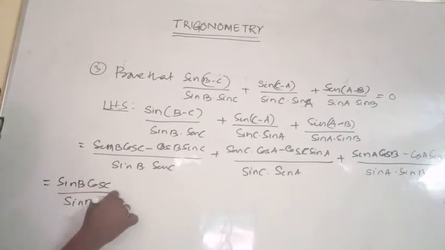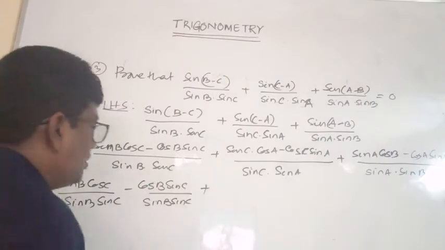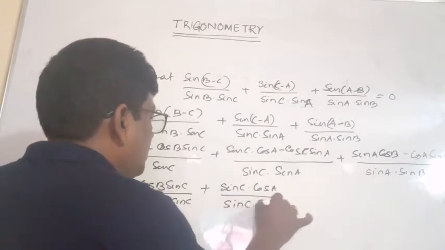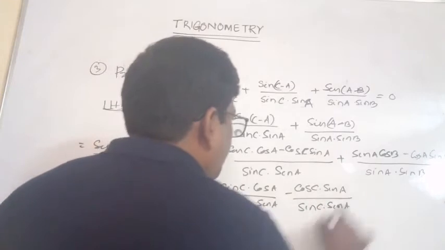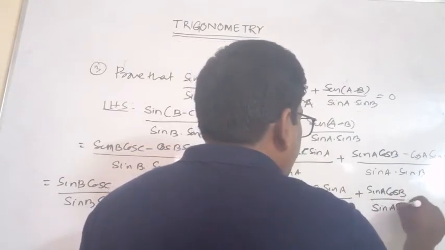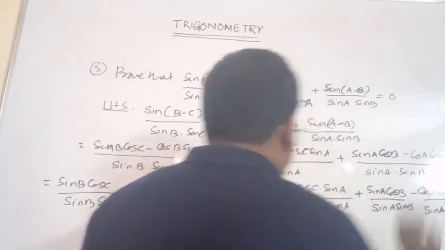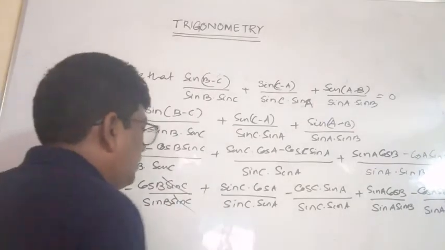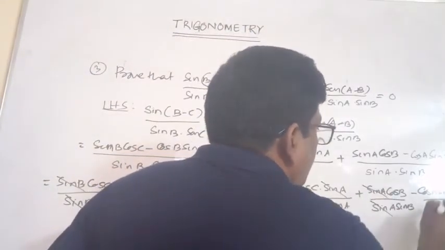This is sin B into sin C. Cos B into sin C by sin B into sin C plus sin C into cos A by sin C into sin A minus cos C into sin A by sin C into sin A plus sin A into cos B by sin A into sin B minus cos A into sin B divided by sin A into sin B. So sin B cancels, sin C cancels, sin A cancels, and sin B cancels.